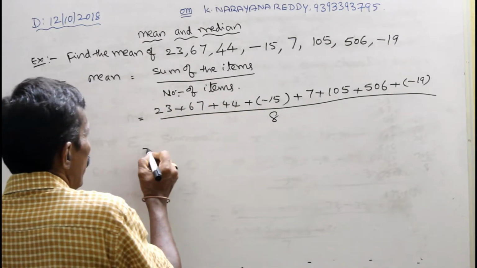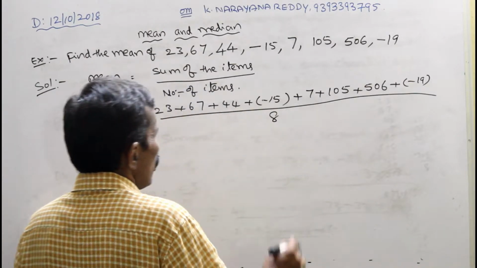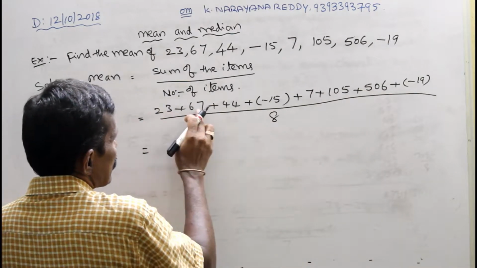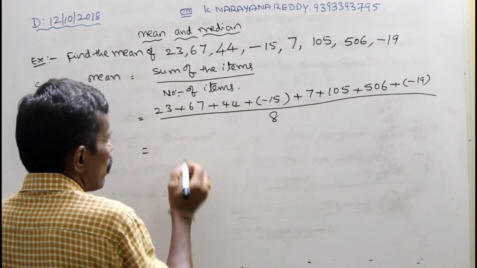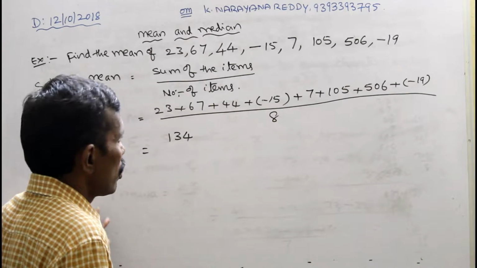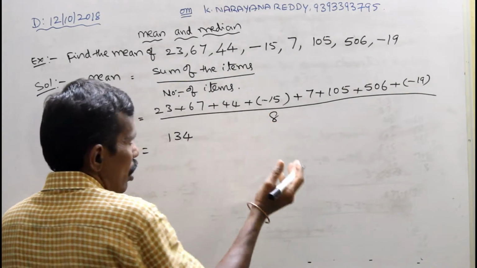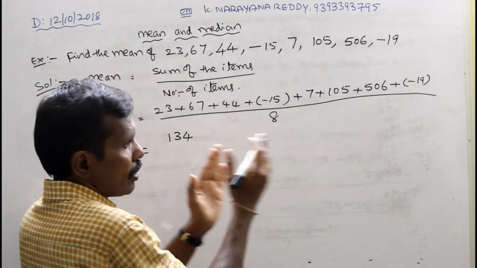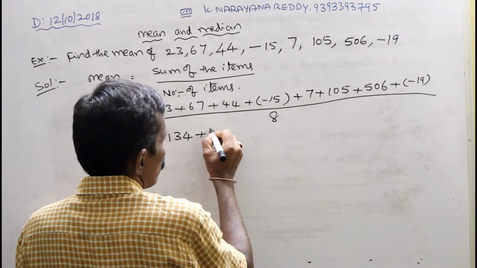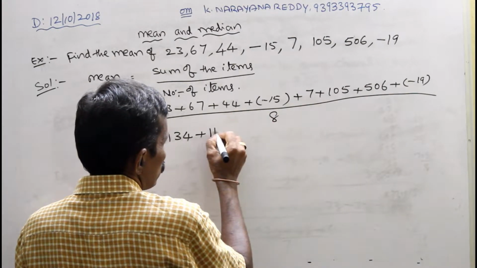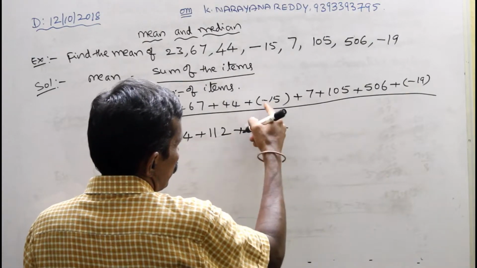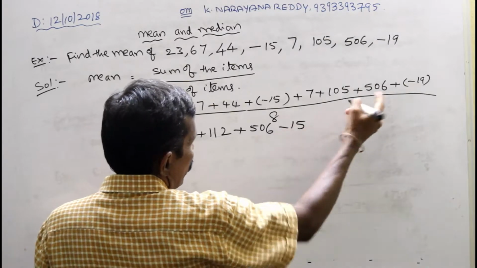Now add all these and subtract 15 and 19. Simply, 23 plus 67 is 90, plus 44 is 134. Minus 15; I will write additions in one place and subtractions in another place. Plus 7 is 112, plus 506, minus 50, plus into minus, minus 90.